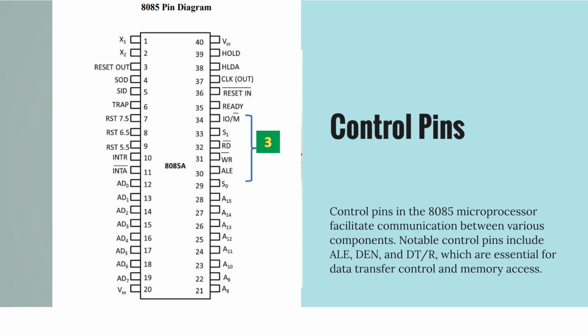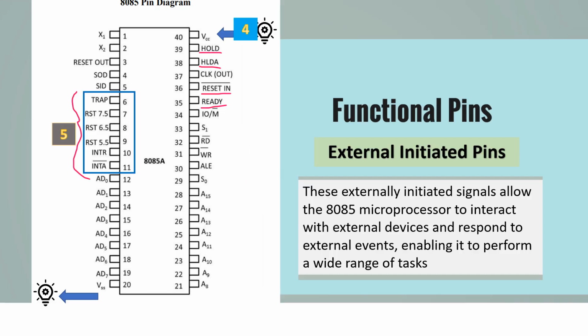Then RD bar enables or controls the read operation from the memory or I/O devices. The signal WR bar controls or permits the write operation to the memory or I/O devices. Finally, IO/M bar determines whether the address is for I/O or memory.